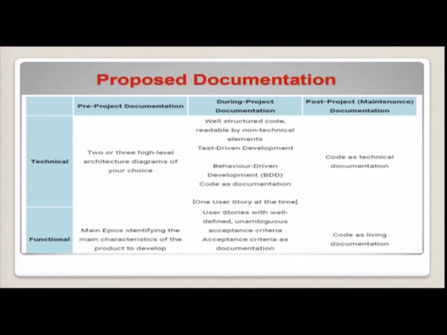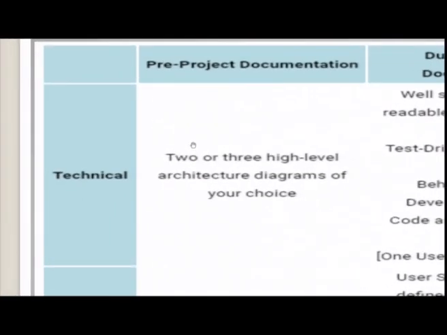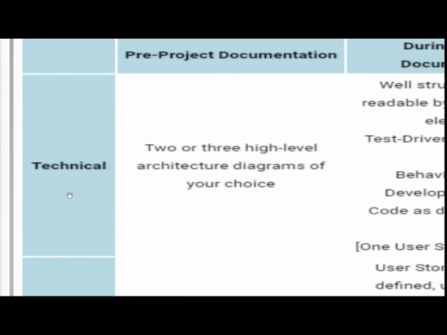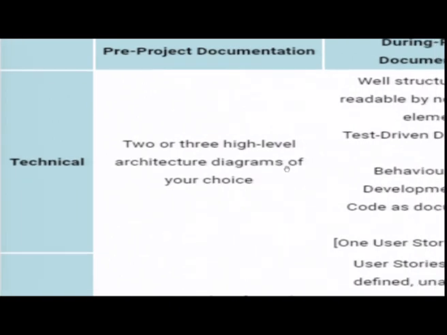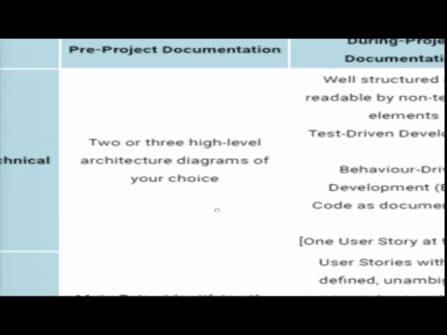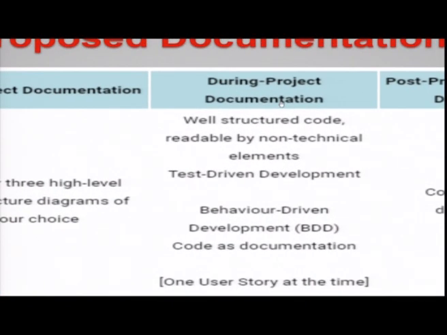Now we have seen the two different kinds of documentation, technical documentation and functional documentation. So let us see what we are going to do with respect to three different phases: pre-project documentation, during project documentation, and post-project or maintenance documentation. As far as pre-project technical documentation is concerned, 2 or 3 high-level architecture diagrams are drawn of our choice. And during the project, well structured code which is readable and understandable by non-technical people should also be documented, along with non-technical elements.